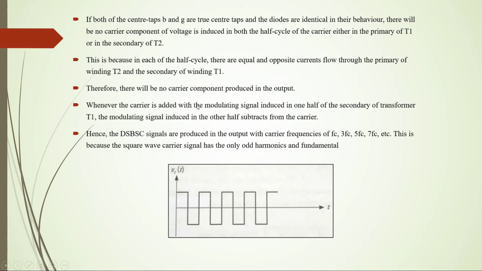Whenever the carrier is added with the modulating signal induced in one half of the secondary of transformer T1, the modulating signal induced in the other half subtracts from the carrier. Therefore, the DSBSC signals are produced in the output with carrier frequencies of fc, 3fc, 5fc, 7fc, and so on. This is because the square wave carrier signal has only odd harmonics.